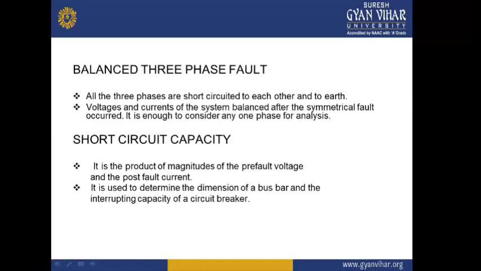Now, what is a balanced three-phase fault? It is when all three phases are short circuited to each other and to earth. That means in a three-phase system, when all three phases get short circuited with the earth, such a fault is also called a triple LG fault. Such a fault creates a balanced fault where all the current and voltage levels change simultaneously. It is not only a single phase or two phases changing its fault current and voltage levels.